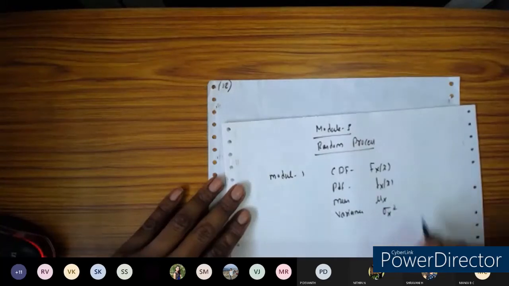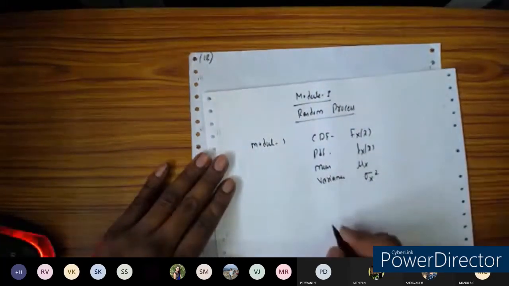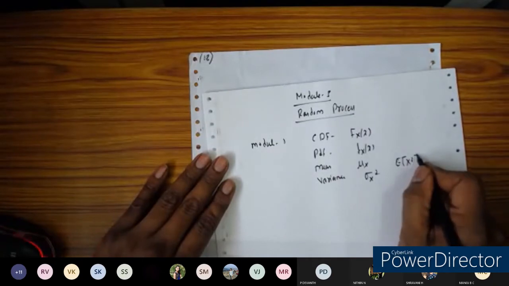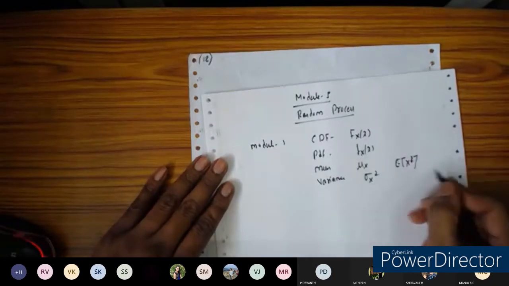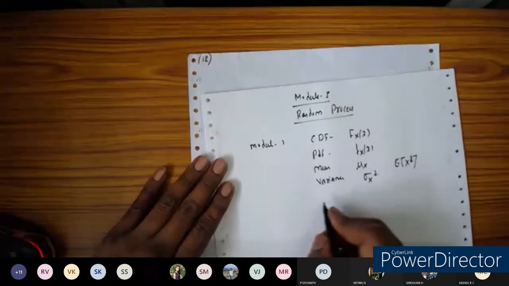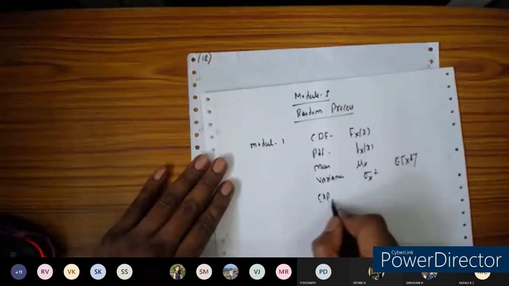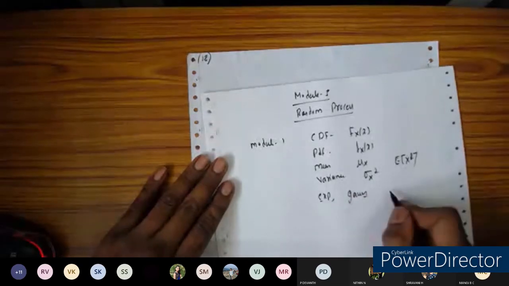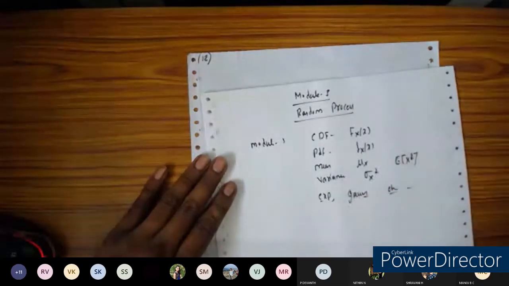So it is a sigma x square, right? These are the expectations we have seen here, and also the mean square value, that is the expected value of x square. Some of the functions we have seen include the exponential function, Gaussian random variables, characteristic functions, and many more in module 1.